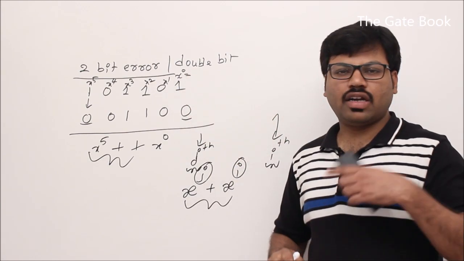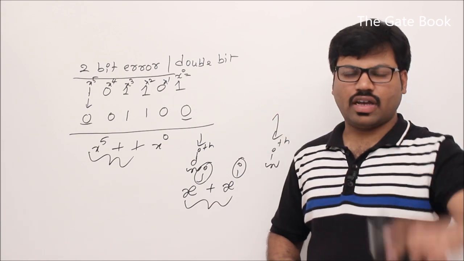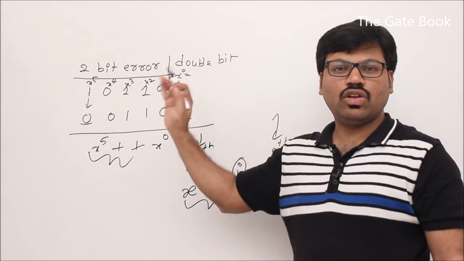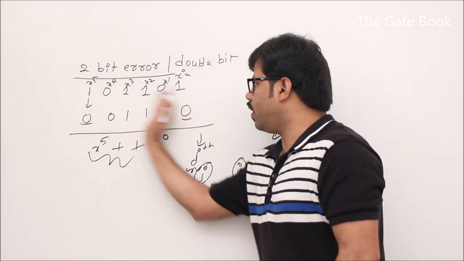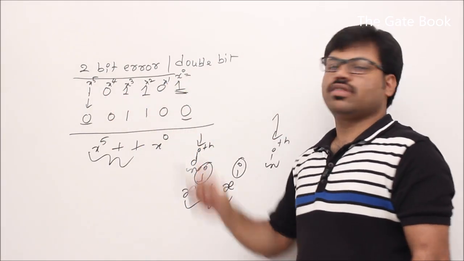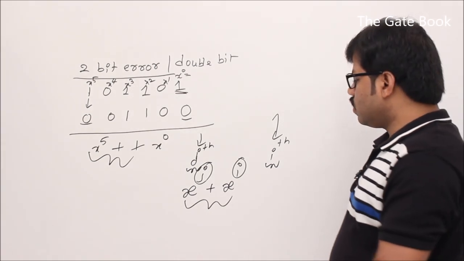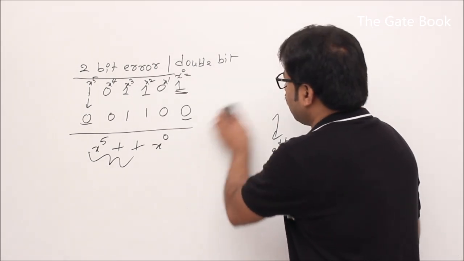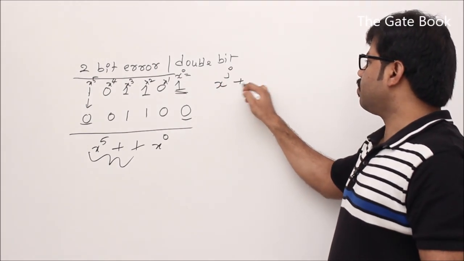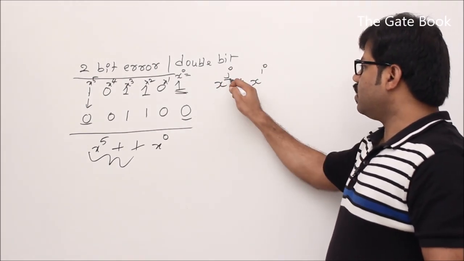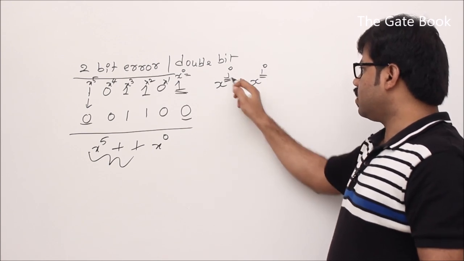Remember, I am not numbering from 1, 2, 3, and so on. I am numbering from 0. 0th position means the first position. That means from the right side, as you go to the left side, the first one is the 0th position. So now you understand the structure of a double bit error, right? x power j plus x power i. Here the notation is j greater than i.